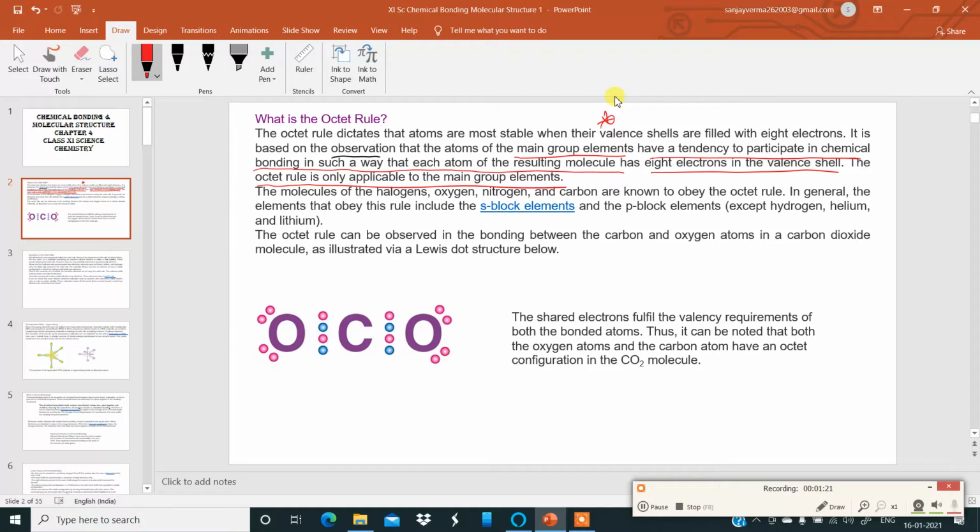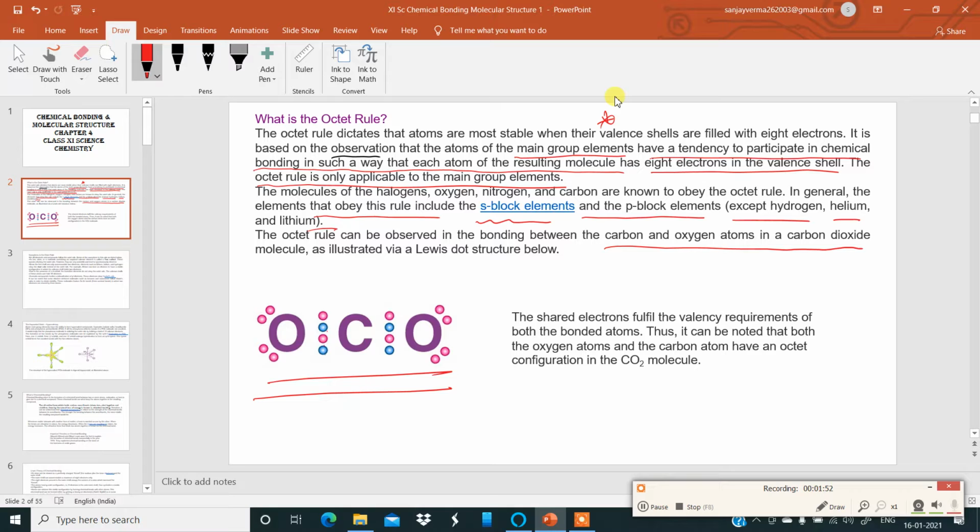The molecules of the halogens, oxygen, nitrogen and carbon are known to obey the octet rule. In general, the elements that obey this rule include the s block and the p block elements except hydrogen, helium and lithium. Now, my dear students, the octet rule can be observed in the bonding between the carbon and oxygen atom in the carbon dioxide molecule, which has been explained over here.